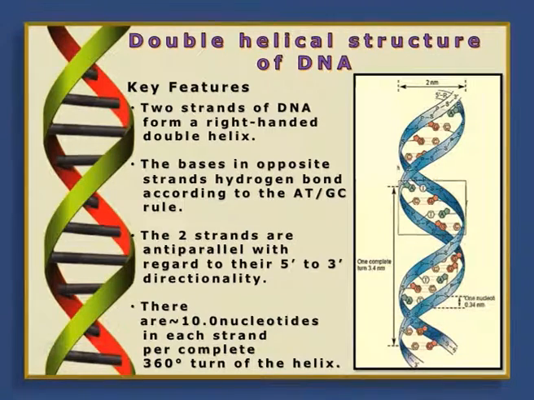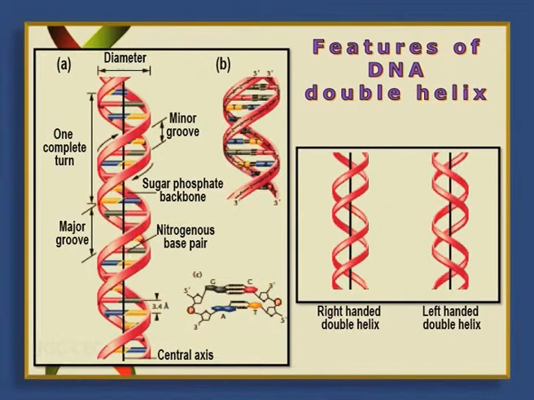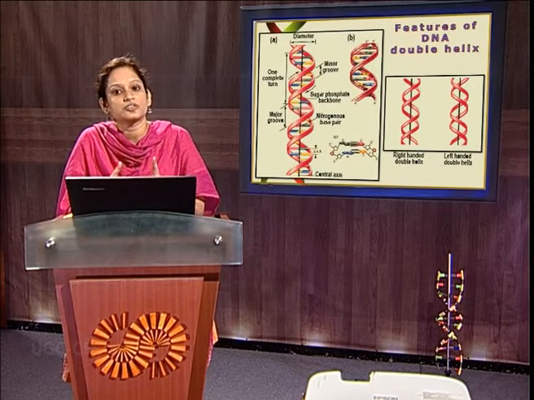Apart from these key features, there are other structural parameters also of this secondary structure of DNA. The diameter of the DNA double helix is 20 angstrom in length. Then there are 2 grooves present on this secondary structure, the major and the minor groove. The width of the major groove is 22 angstrom. The width of the minor groove is 12 angstrom. The complete turn of the helix, which is also known as the pitch of the helix, is 34 angstrom in length. The distance between 2 successive base pairs is 3.4 angstrom. So all of these parameters are fixed in nature for the secondary structure of DNA.